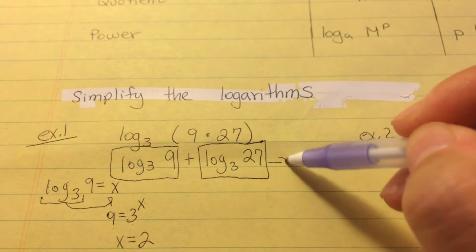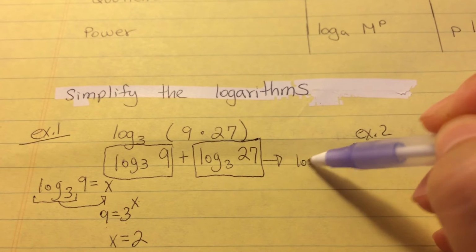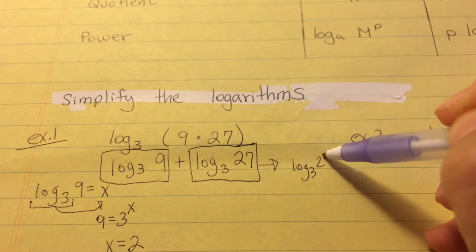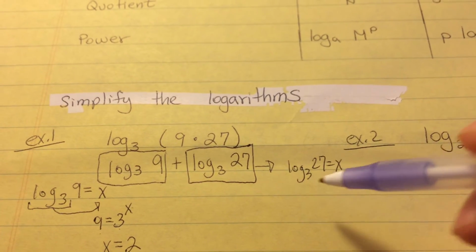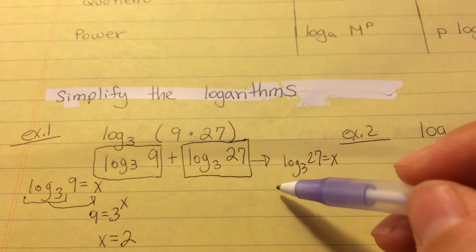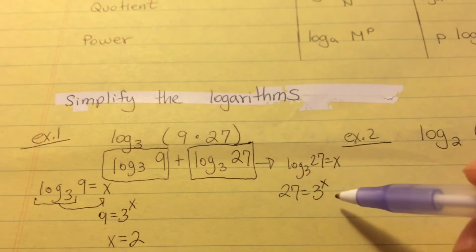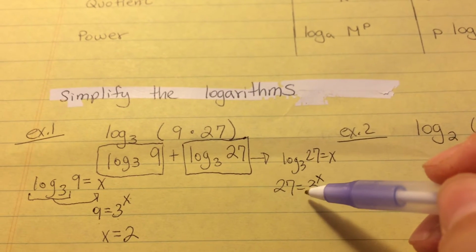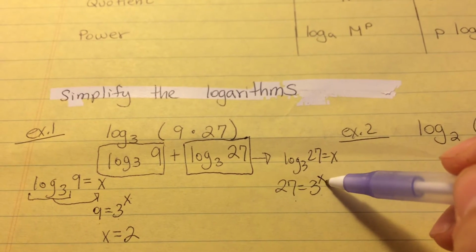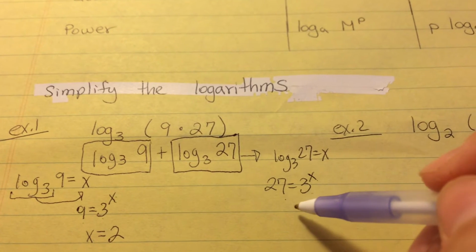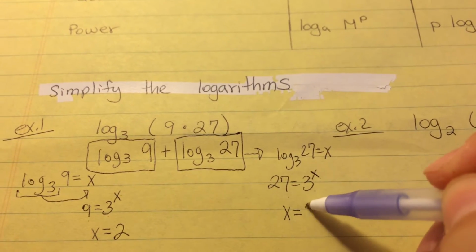Doing the same thing with this one, we have log base 3 of 27 equals x. If I bring the base 3 over to the other side, it becomes 27 equals 3 to the x. Then 3 to some power has to give us 27, so it's probably 3, because 3 times 3 times 3 is 27. So x equals 3.